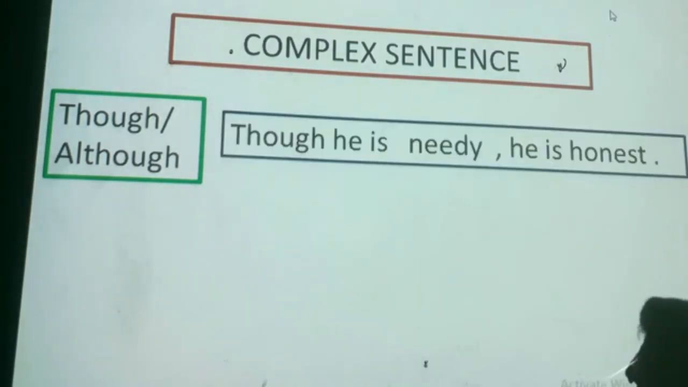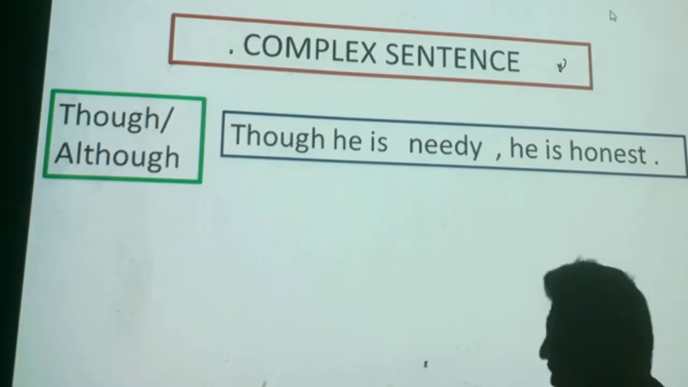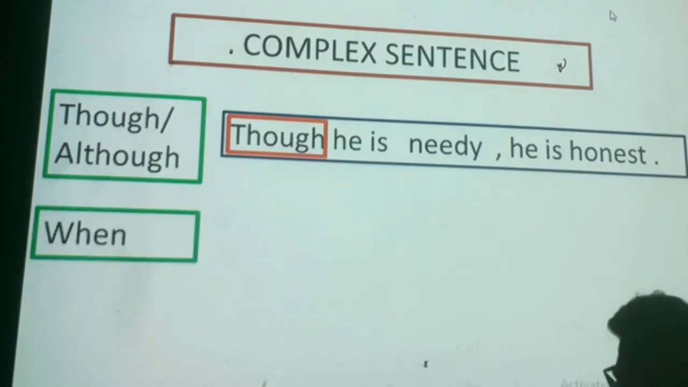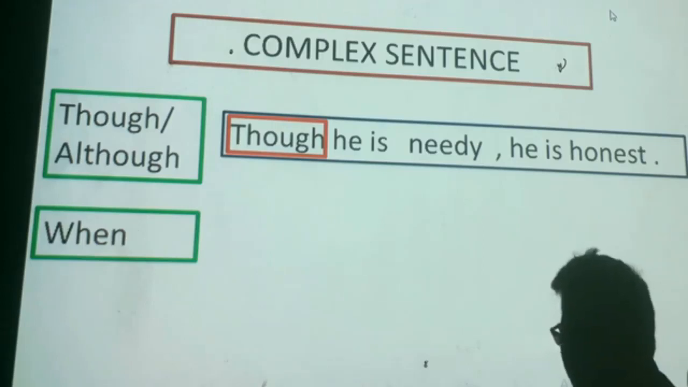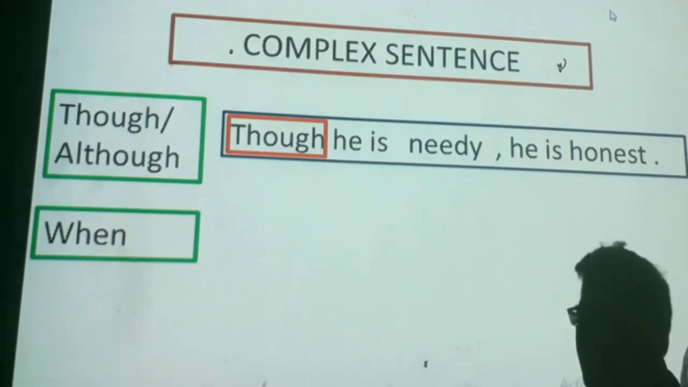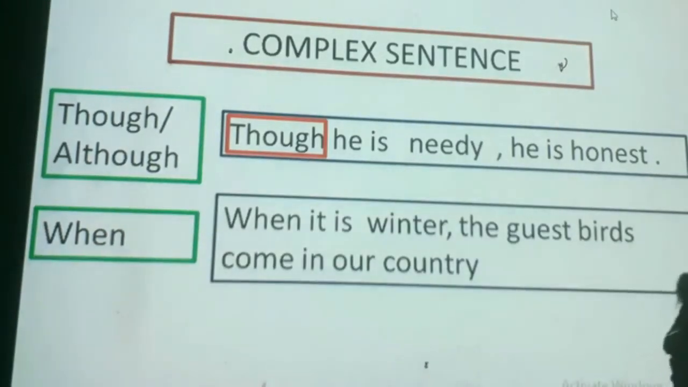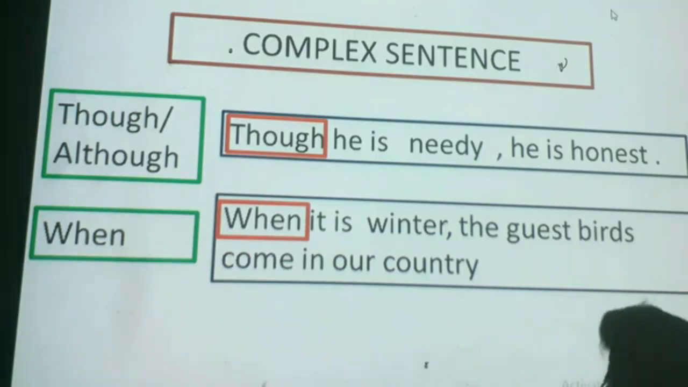Read the example. Though he is needy, he is honest. This sentence is a complex sentence. Why? Because in this sentence we see though. Next, when you see when in a sentence, then you will think the sentence is a complex sentence. Read the example. When it is winter, the guest birds come to our country. This sentence is a complex sentence.